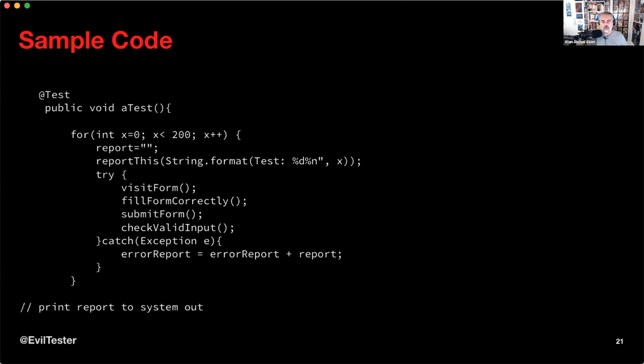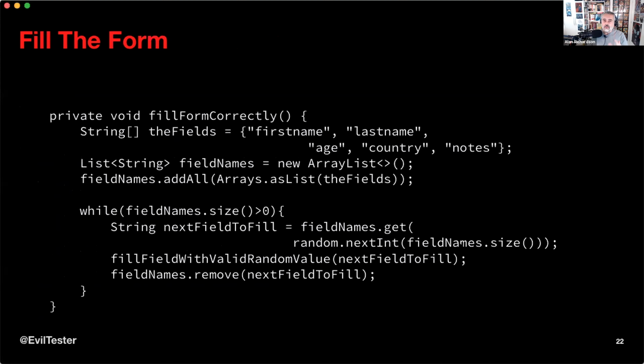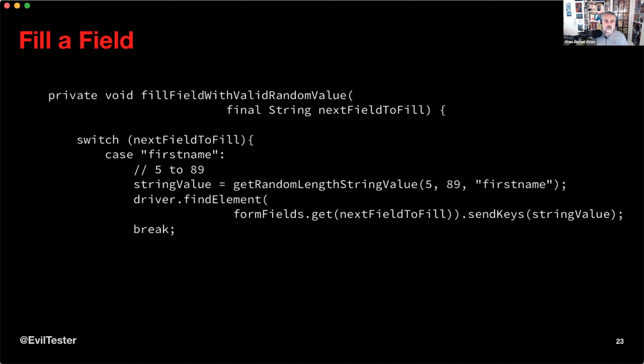And the code's really simple. I'm going to give you a quick code walkthrough. It's basically a loop. It has the steps that we do, which is visit the form, fill in the form correctly, submit the form, check whether it's valid. And then it's a whole bunch of randomization through that. So when it fills in the form correctly, it randomly chooses the order of fields. Then it randomly picks values for those and puts them in.